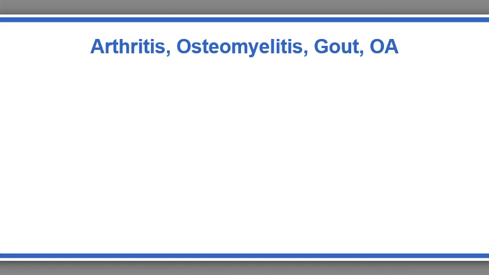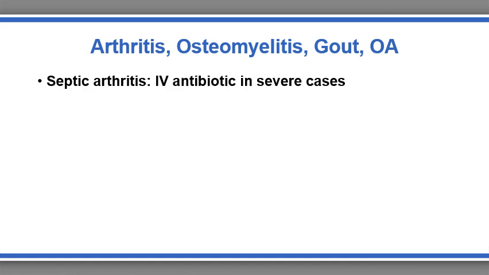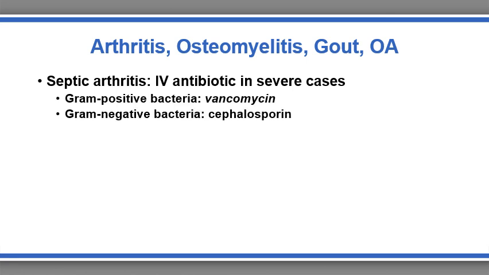So again, looking at those particular conditions as it relates to the joints. For septic arthritis, there's going to be IV antibiotics in severe cases. Depending upon the type of bacteria, they're usually going to try to get a sense of what type of bacteria is actually causing the infection. In the case of a gram-positive bacteria, they use vancomycin; gram-negative bacteria, cephalosporin. So those are different antibiotics.